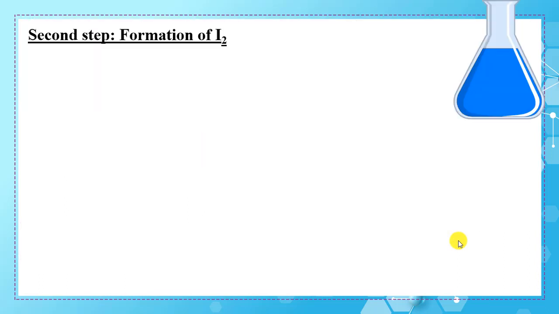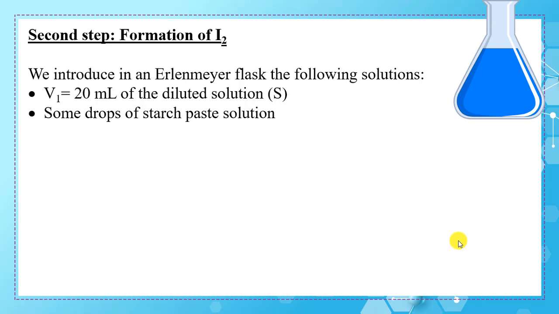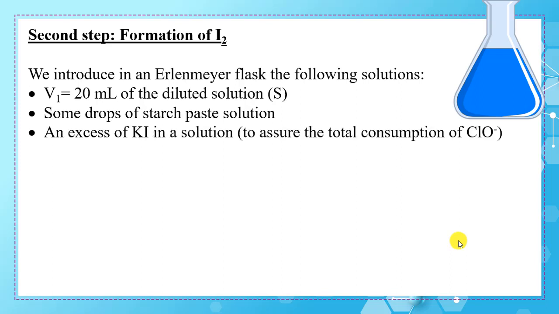The second step: formation of I2. We introduce into an Erlenmeyer flask the following solutions. V1, 20 ml of the diluted solution S, which is Javel water. Some drops of starch paste solution. An excess of KI solution to assure the total consumption of ClO-, and some milliliters of sulfuric acid.